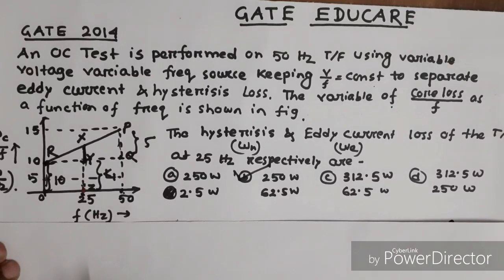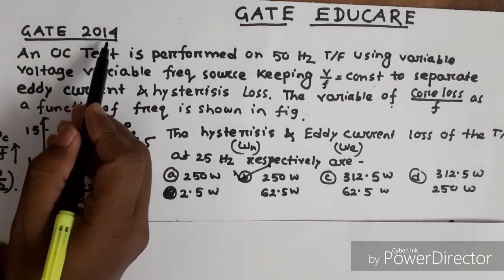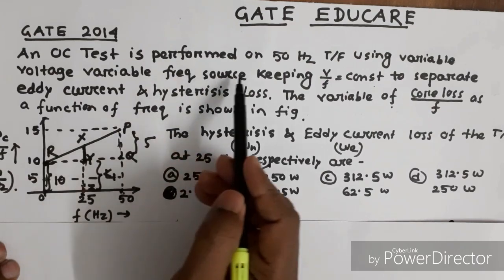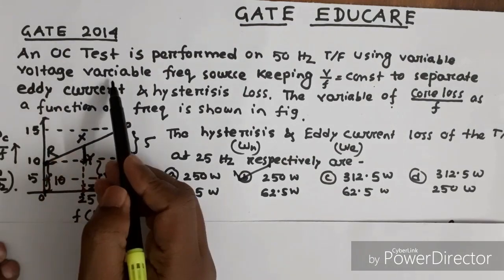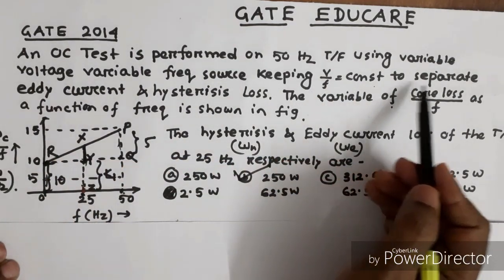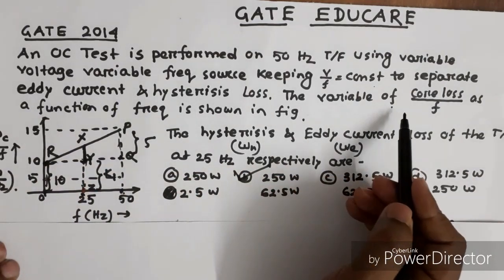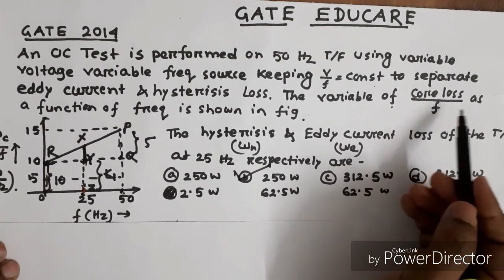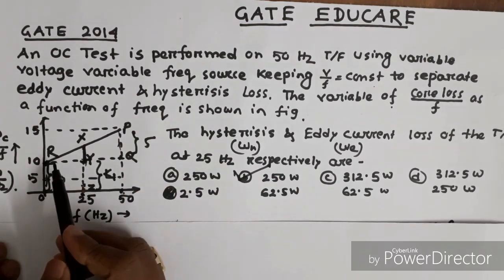Thank you. Let us practice a numerical from Electrical Engineering GATE 2014 questions. An open circuit test is performed on a 50 Hz transformer using a variable voltage, variable frequency source, keeping V by F equal to constant, to separate eddy current and hysteresis loss. The variation of core loss by frequency as a function of frequency is shown in the figure.